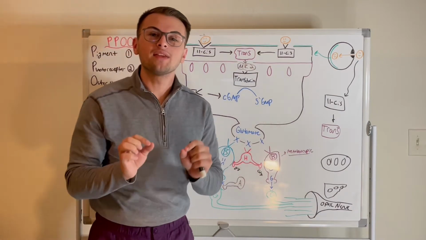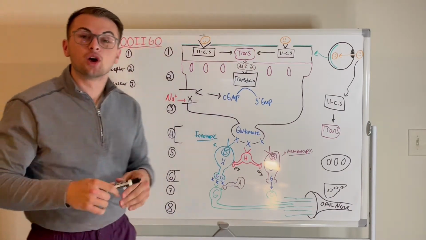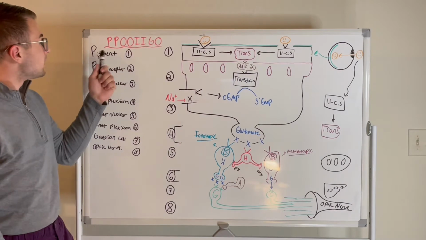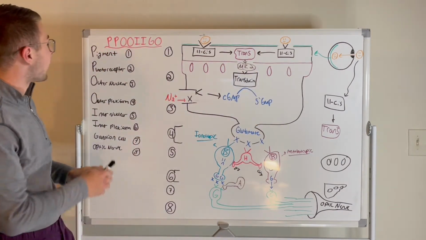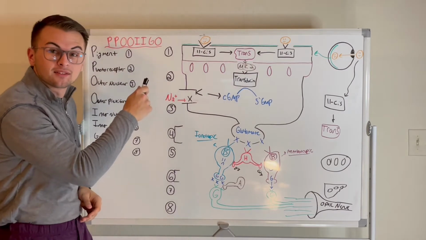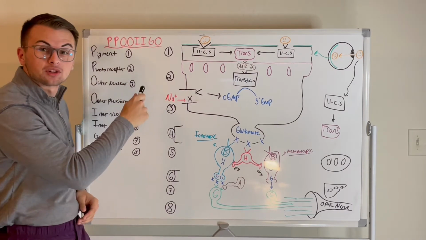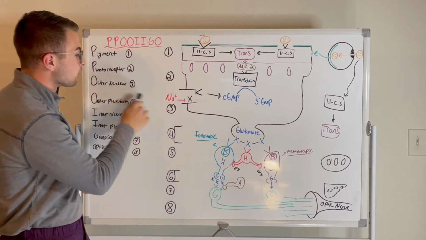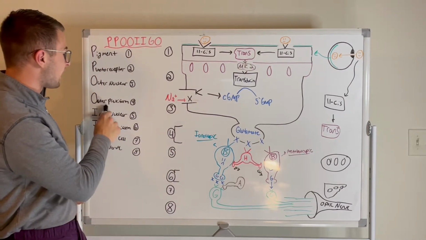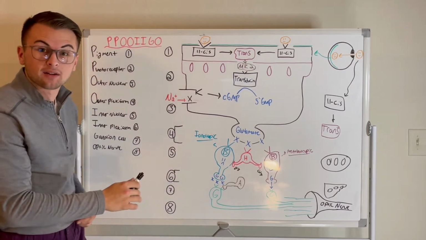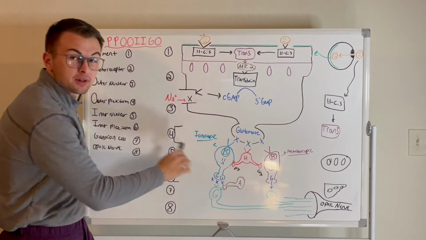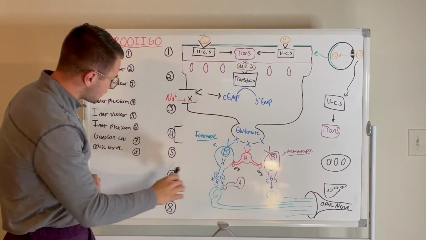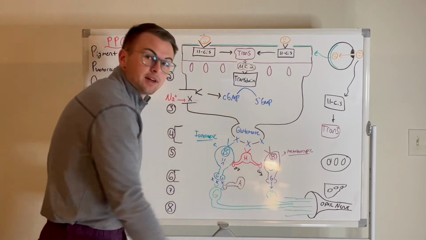So the way that I remember the layers is POIGO, or P-P-O-O-I-I, go. So first we have the pigment layer, we have the photoreceptor layer, we have the outer nuclear layer, we have the outer plexiform layer, we have the inner nuclear layer, the inner plexiform layer, the ganglion cell layer, and then finally the optic nerve layer.